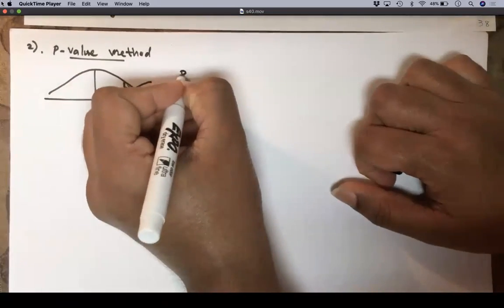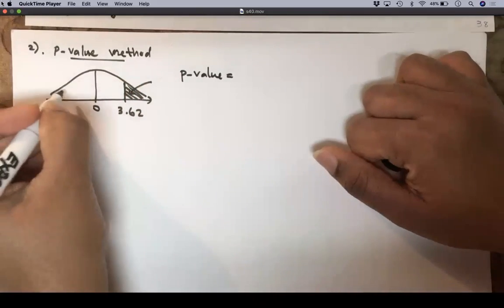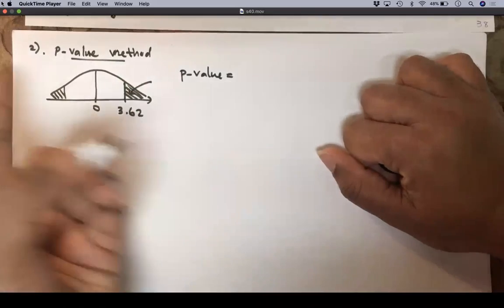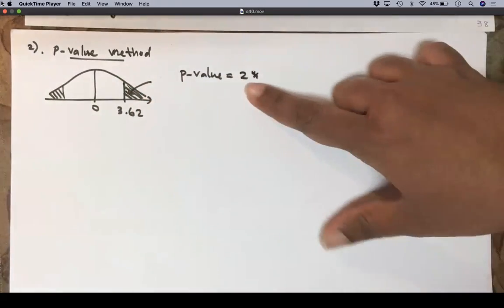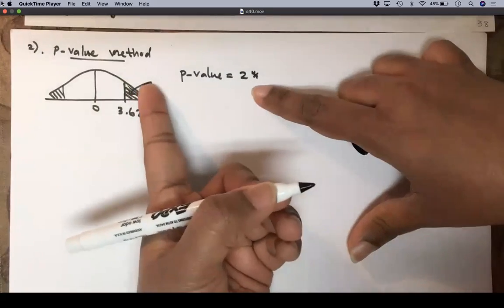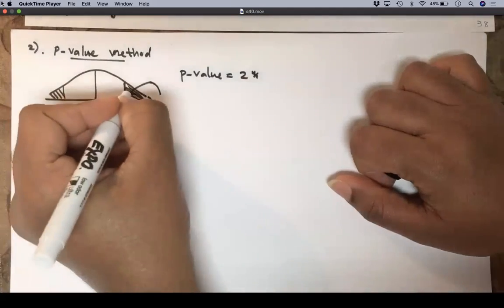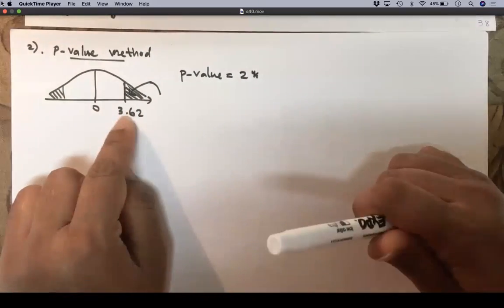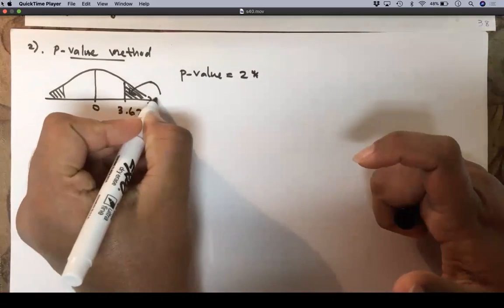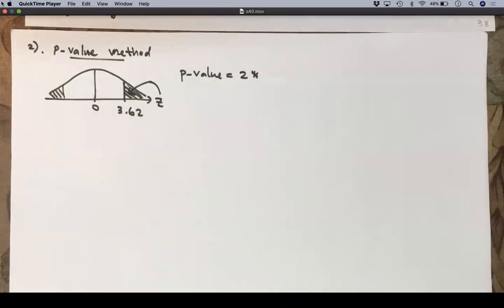Then how can we find the p-value? If you have a two-tail test, then definitely there is the same area on the other side. That means you have to multiply this area by 2. We need to find this area. How can we find this right-sided area? We know this z-score. It's 3.62. What is the corresponding area?